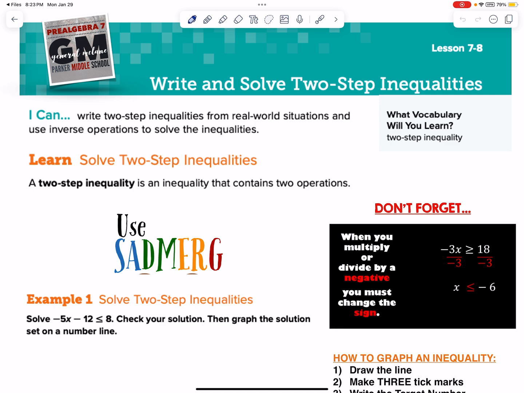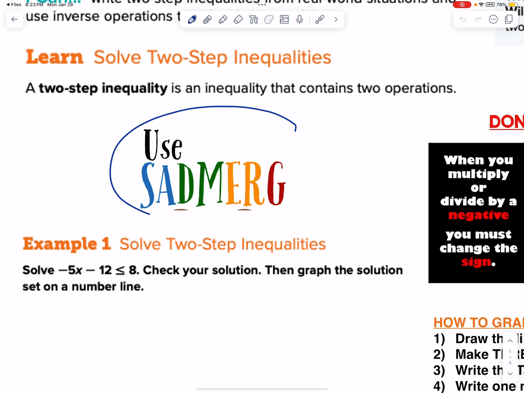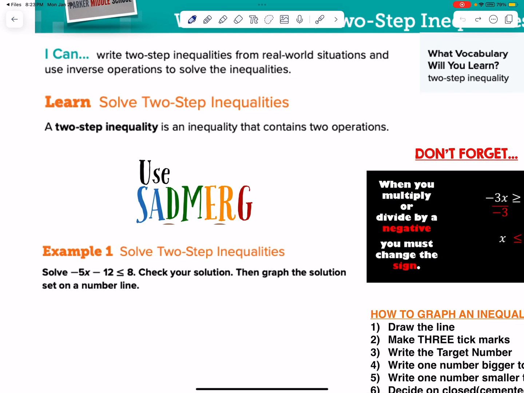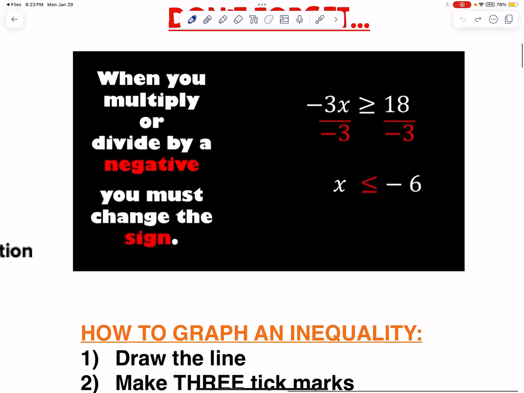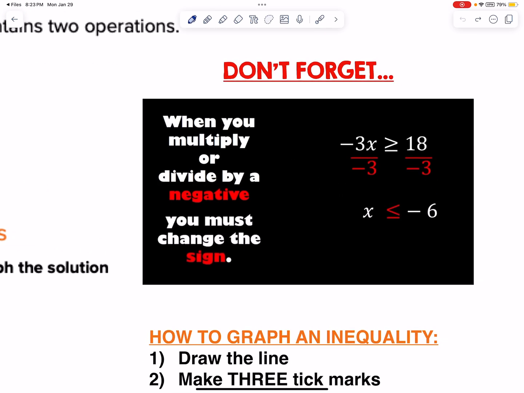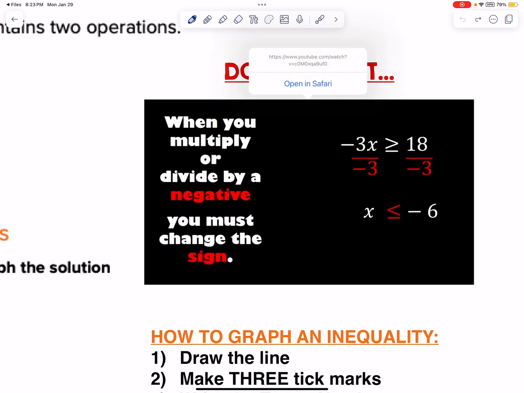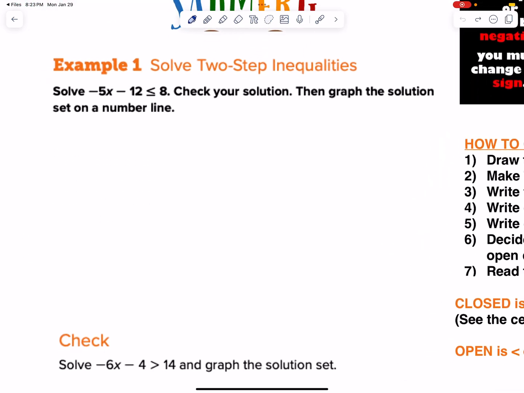Remember, when you have multiple steps with variables, you must use SADMERG, opposite order of operations, to solve for a variable. Okay, so we're going to go through that step together. Also, as we go, remember, when you multiply or divide by a negative, you must change the sign. Do I need to do it again, or will you remember that? Click the box if you want to play it again. You can listen to it over and over again. All right, so let's go ahead and walk through this.